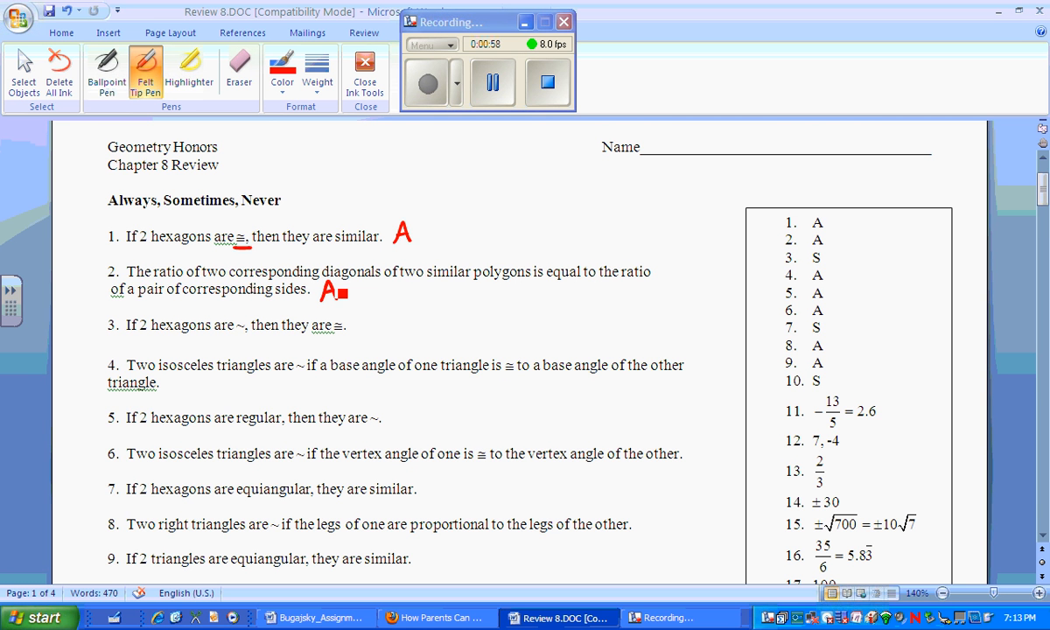Number 3, if two hexagons are similar, then they are congruent. Not necessarily, but they could be. You could draw exactly the same, so that answer becomes sometimes.